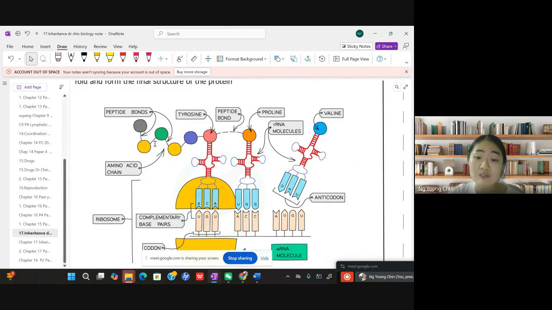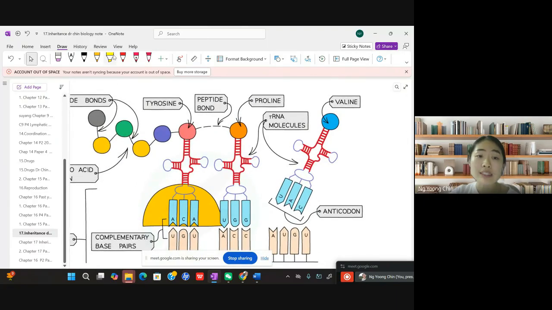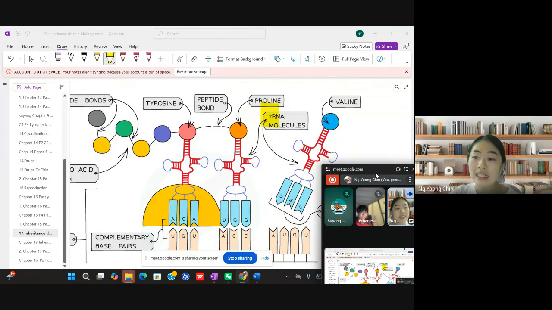So the cooking book refers to the messenger RNA, because the messenger RNA carries the information from the DNA. After that, they need to prepare the ingredients. The ingredients here will be the amino acids. Where can you get the amino acids? You can get the amino acids from the transfer RNA. You can see the transfer RNA here, tRNA. This is the transfer RNA.